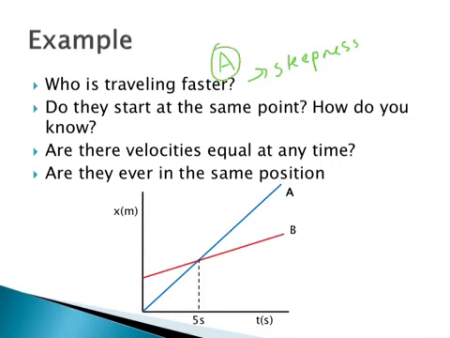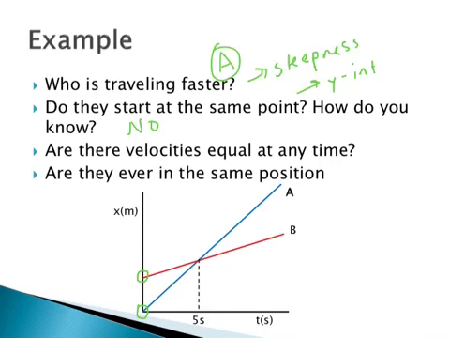Second question: do they start at the same point? How do you know? Well, starting point is represented by the y-intercept. So we want to know, do these objects have the same y-intercept? Object B has a y-intercept there, and A has a y-intercept there. So no, they do not start at the same point. Object B starts away from the origin, and object A starts at the origin.